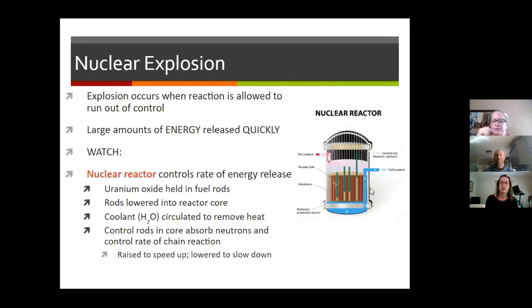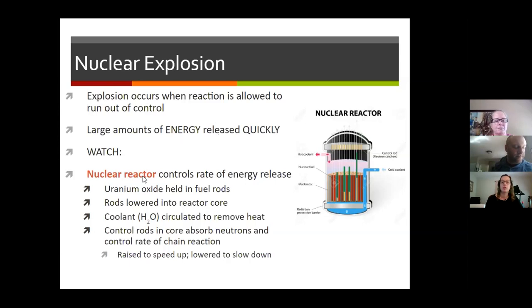But sometimes there's nuclear explosions. These explosions occur when the reaction is allowed to run out of control. So you saw in the last slide, there were a lot of different ways to catch and protect the reaction from getting too large. But sometimes it does run out of control, and when that large amount of energy is released very quickly, you have a nuclear explosion.